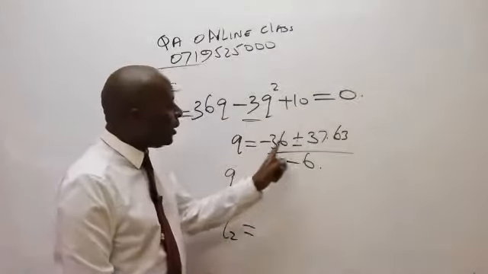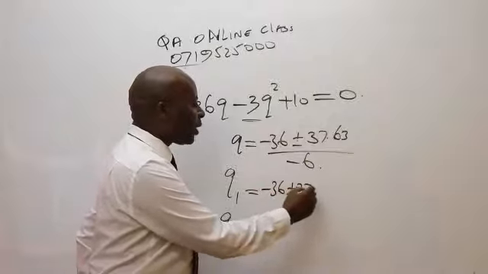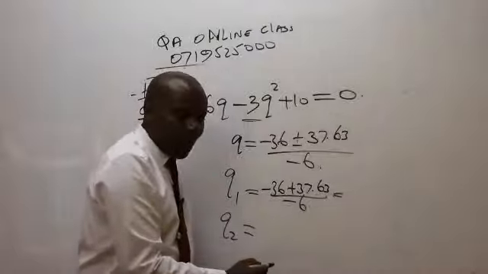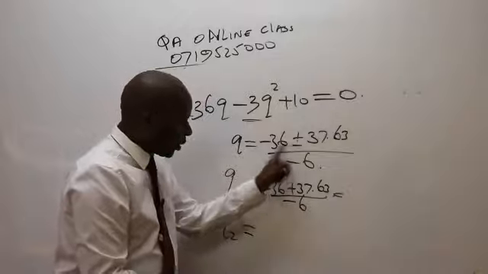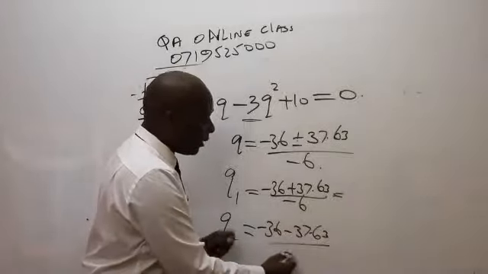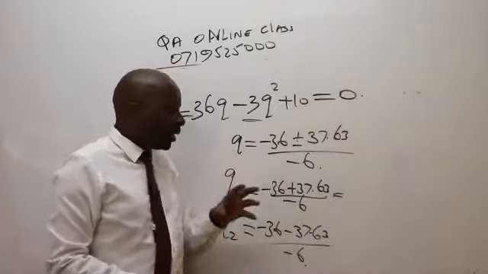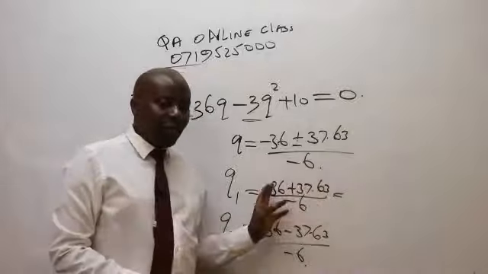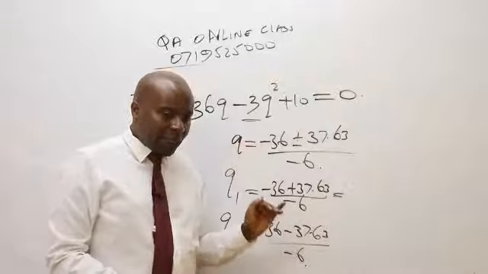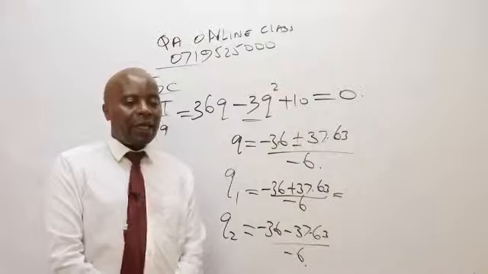So Q1 will be, when we consider the plus sign alone, minus 36 plus 37.63 over minus 6. And then, of course, Q2 will be when we consider the negative, which will be minus 36 minus 37.63 all over minus 6, like that. Could you kindly get the numerator? Whatever you get in the numerator here, you divide by minus 6. Give me an answer, the first Q.